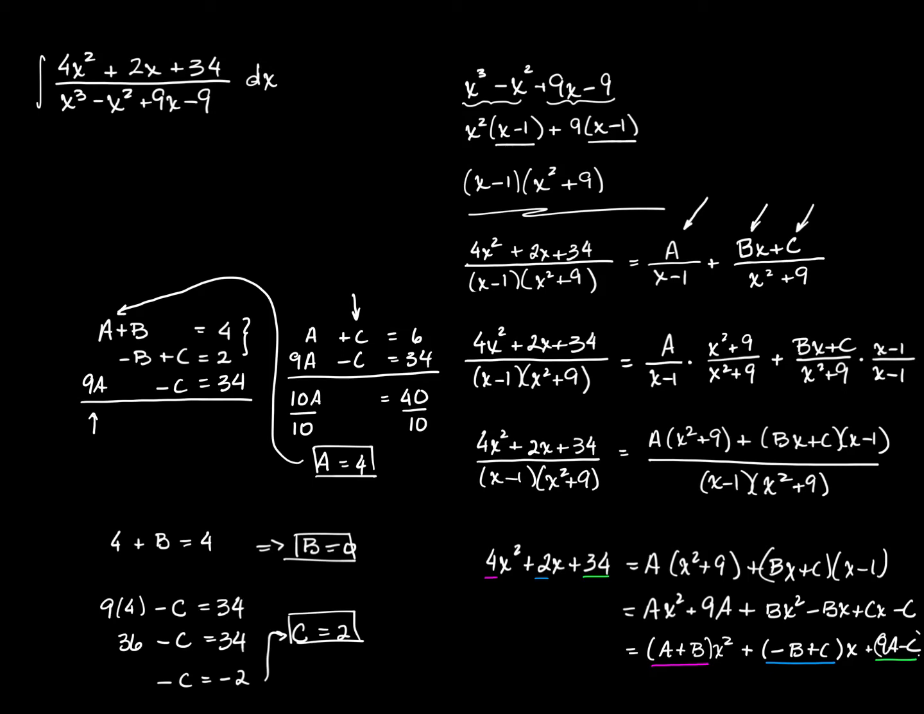So now I can rewrite this integral. I'm going to have this integral here is equal to the integral of a, which I now know to be 4, over x minus 1, plus bx plus c, which I know is 0x plus 2, so I'm just going to write it as 2, over x squared plus 9 dx. And hopefully you recognize by now that this first term, once you integrate, is a natural log. I'm going to have the natural log of x minus 1.